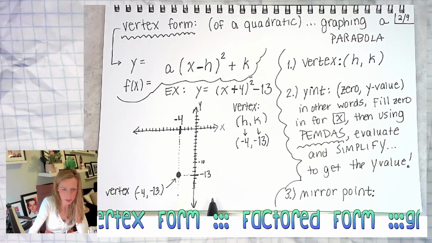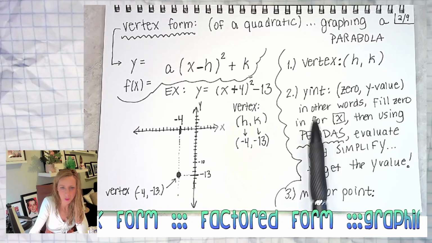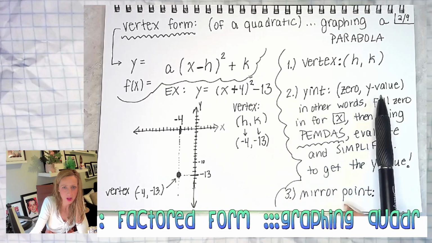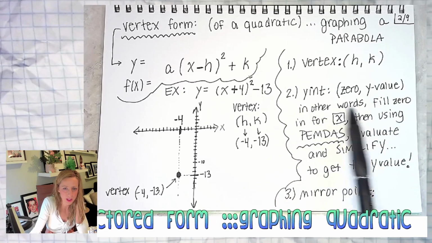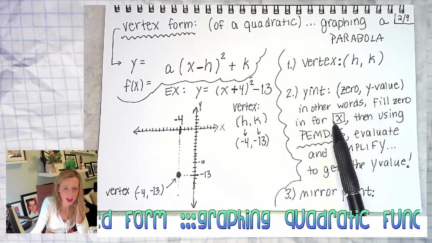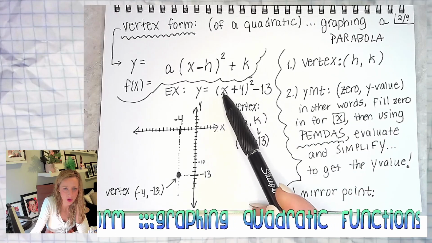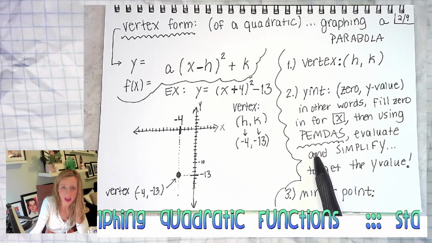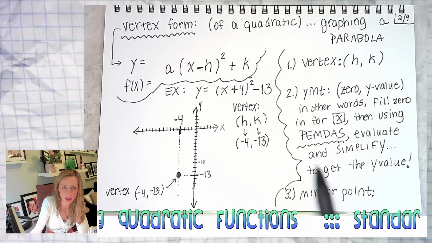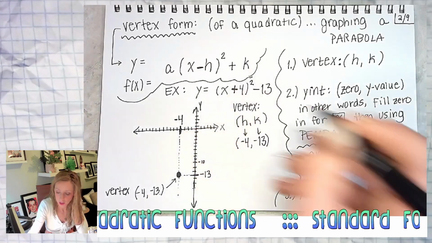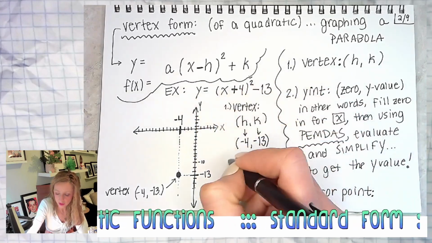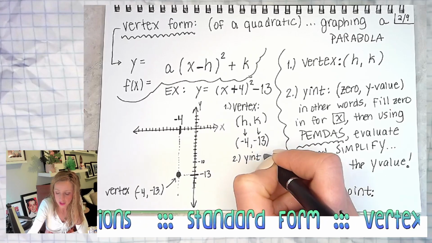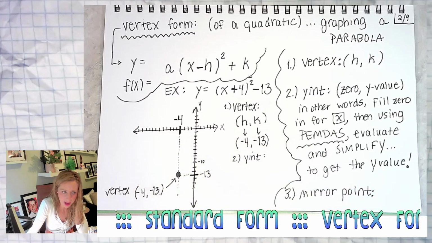Now that we have that plotted, the next point we want to find is the y-intercept, which is 0, a y value. In other words, fill 0 in for x. So we're going to fill 0 in for x. Then using PEMDAS, we're going to evaluate and simplify to get the y value. So I'm going to number like a number 1 for the vertex. Number 2, we're finding the y-intercept. So if you follow those directions, not many steps, guys, okay?